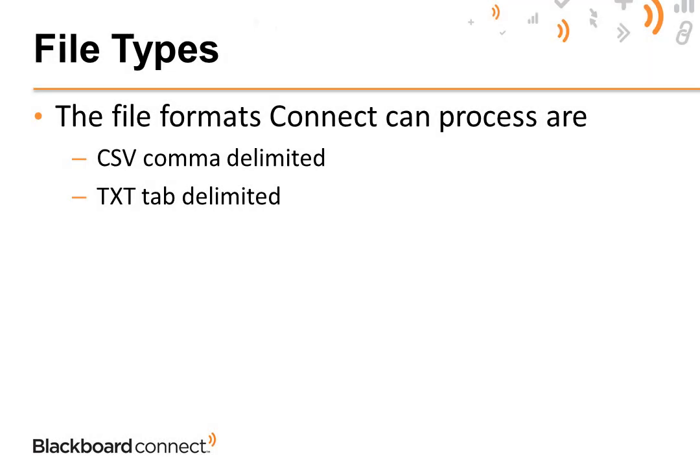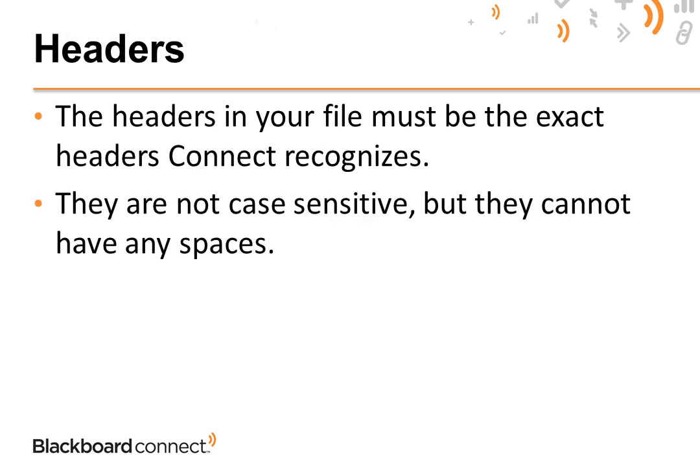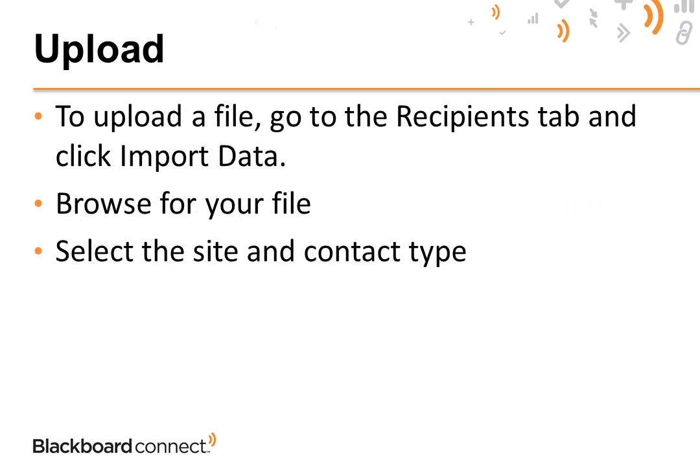Let's review. The file formats Connect can process are CSV comma delimited and TXT tab delimited files. The headers in your file must be the exact headers Connect recognizes. They are not case sensitive, but they are space sensitive. To upload a file, go to the Recipients tab and click Import Data. Browse for your file, select the site and contact type if your file contains only one, or select All if your file contains multiple.